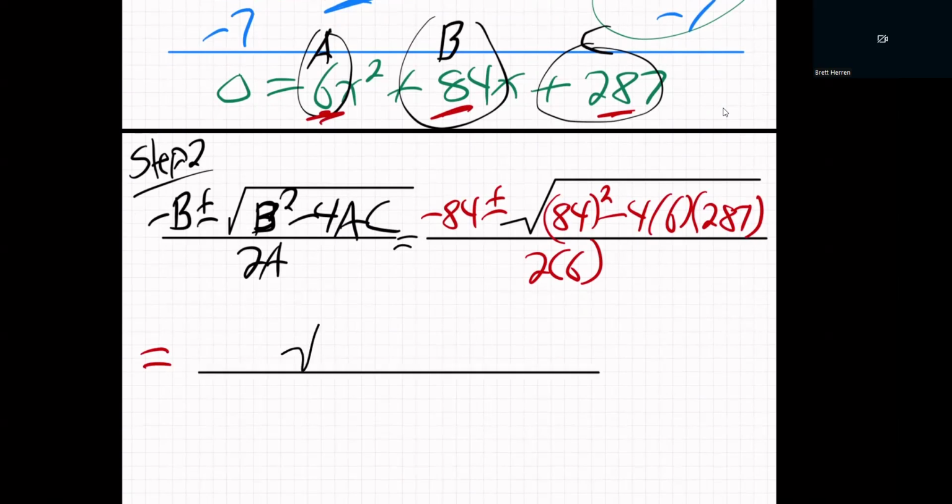Let's see what we got. So negative 84 plus or minus. Definitely got to use your calculator. In fact, I would probably just go right to decimals. Let me do that with you. I'm going to just type it in, 4, 6, 287. I'm just going to go right to decimals.